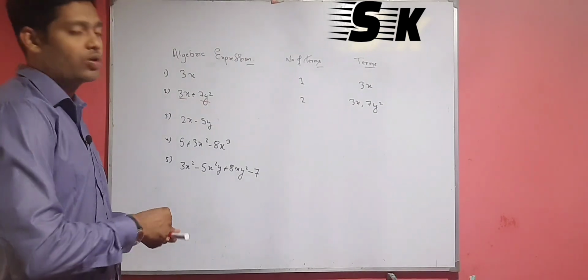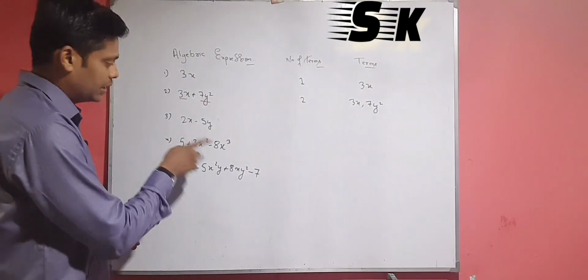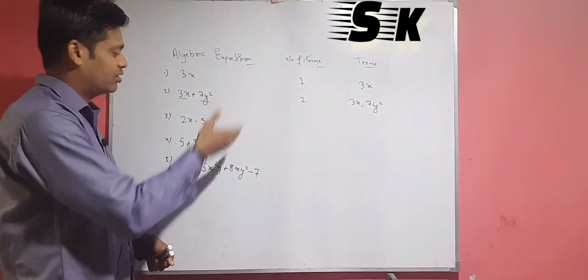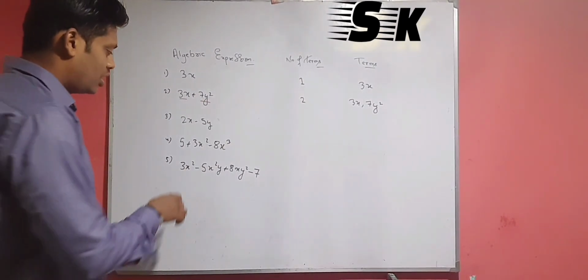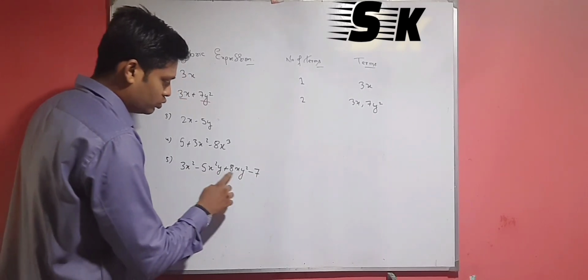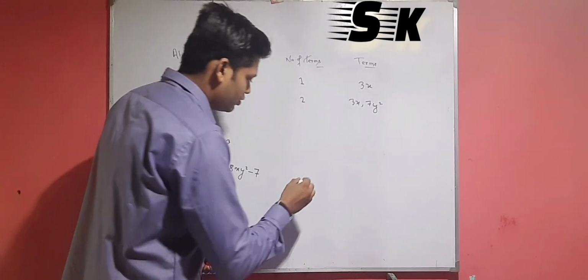With a comma you will represent that one, and the remaining is your homework. Remaining all, you will find out the number of terms. I will do this one for you. How many terms? Is there a minus sign? Is there a plus sign? So 1, 2, 3, 4. So the number of terms is equal to 4.